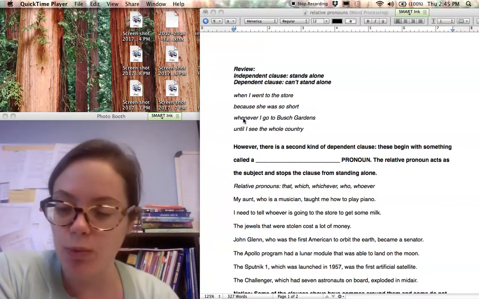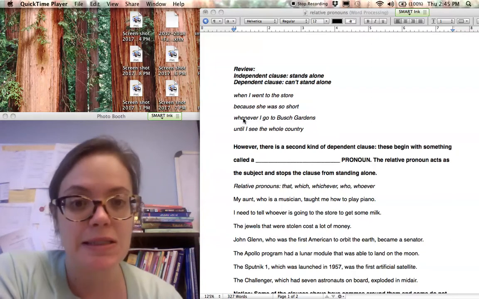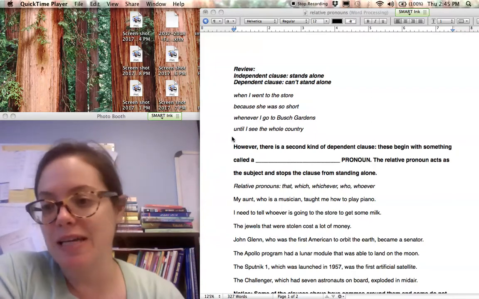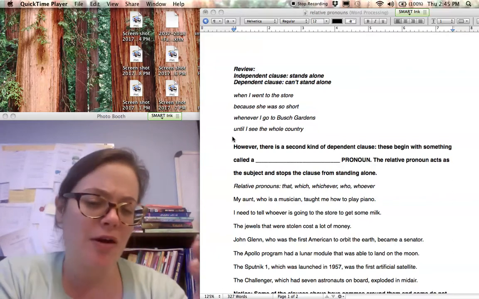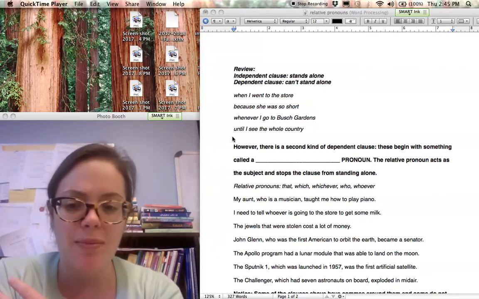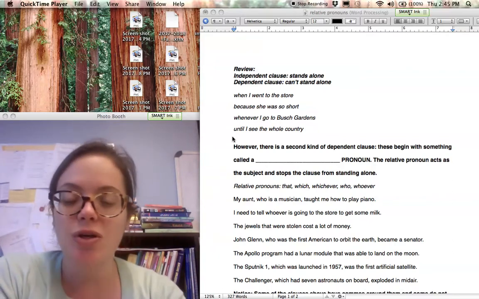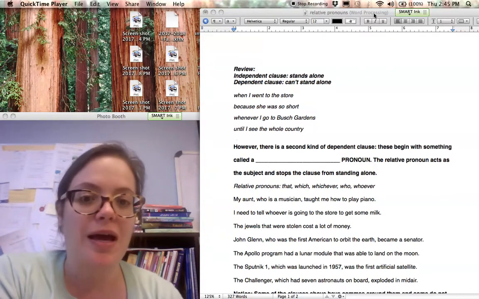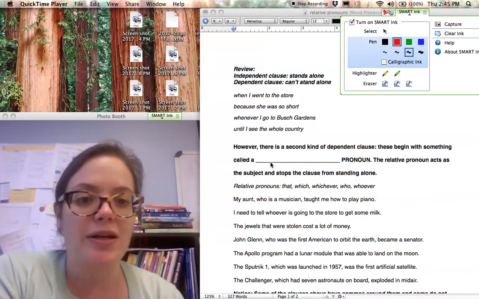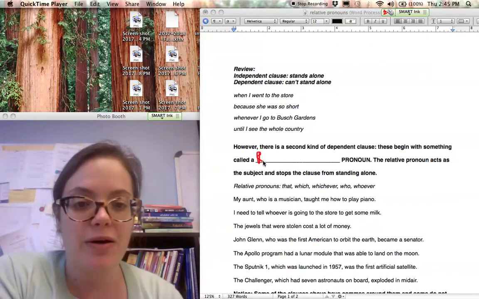Now, normally when you think of a dependent clause, you think of something that looks like this. They begin with one of our subordinating conjunctions: when, because, whenever, until. If they come second in the sentence, they don't need a comma. If they come first in the sentence, they do need a comma. But there's a whole other type of dependent clause, okay? And these begin with something called a relative pronoun, okay? Go ahead and fill in that blank for me.